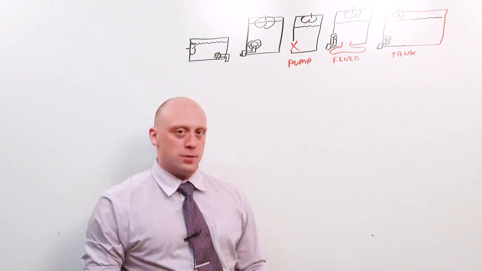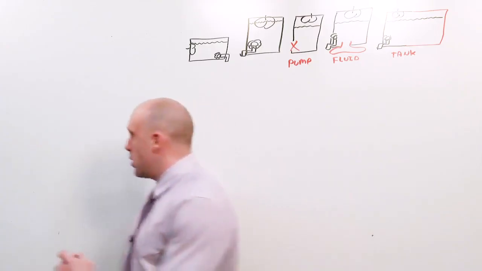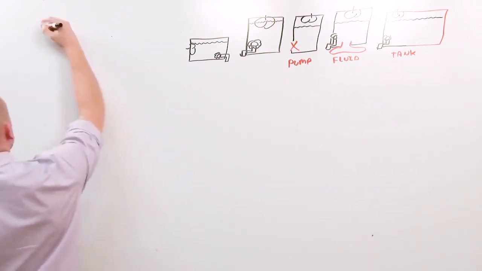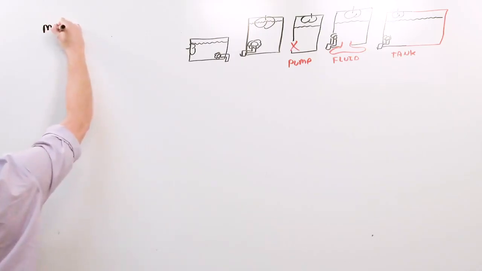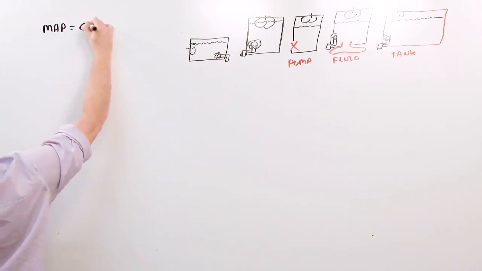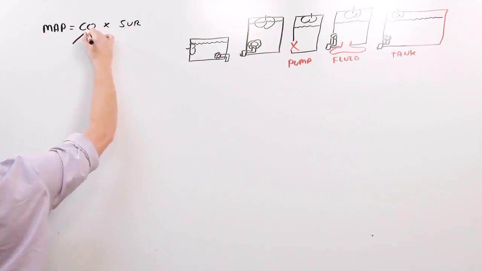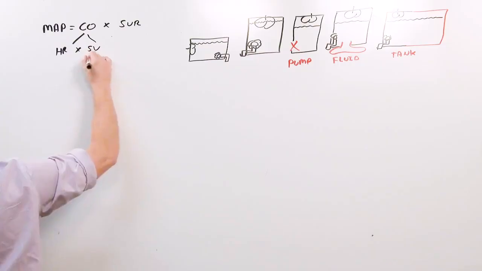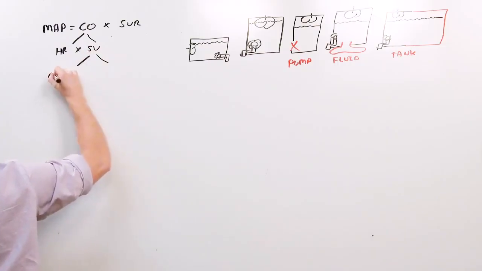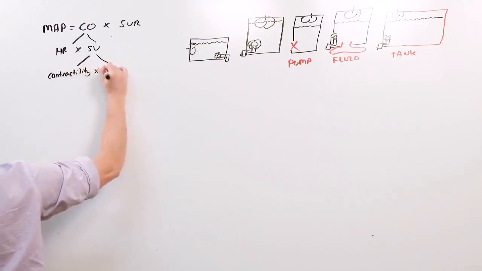Let's look at an equation. Just in case this didn't work, the equation will show you another way to approach this. It's all about perfusing the brain. So the mean arterial blood pressure is going to be equal to the cardiac output times the systemic vascular resistance. Cardiac output is a product of heart rate and stroke volume. Stroke volume is a product of contractility and preload.